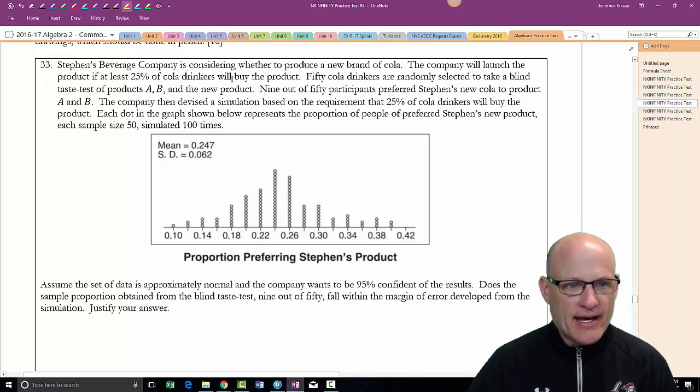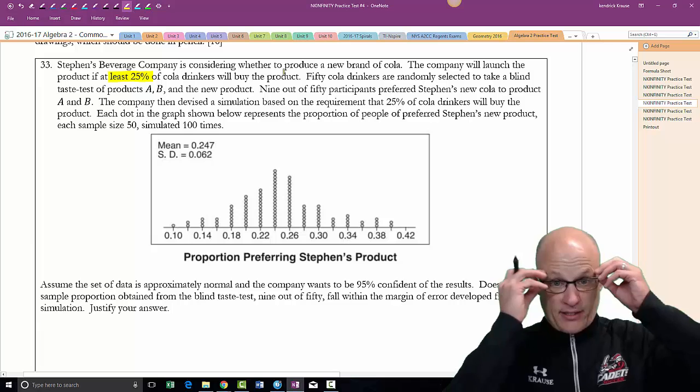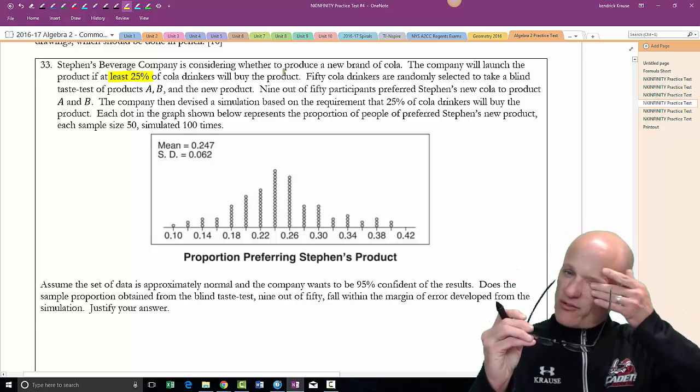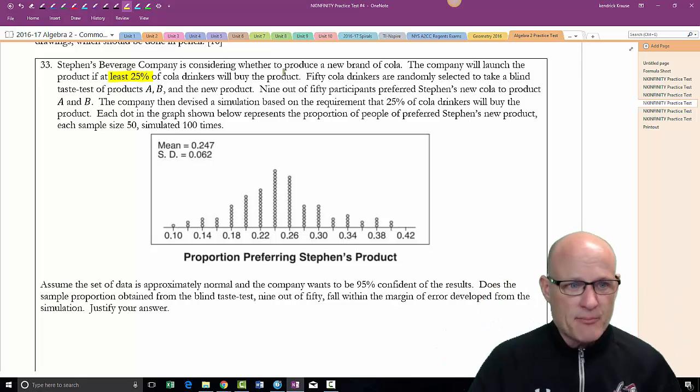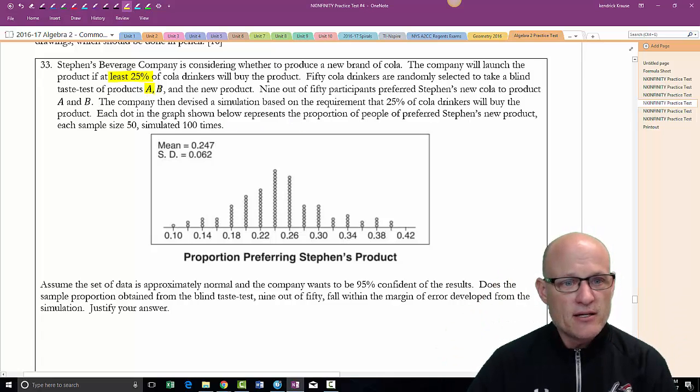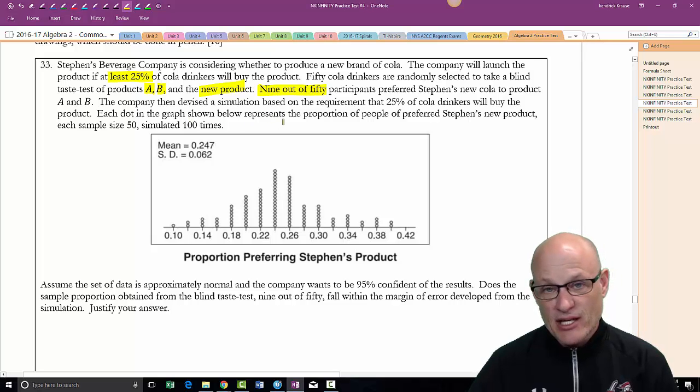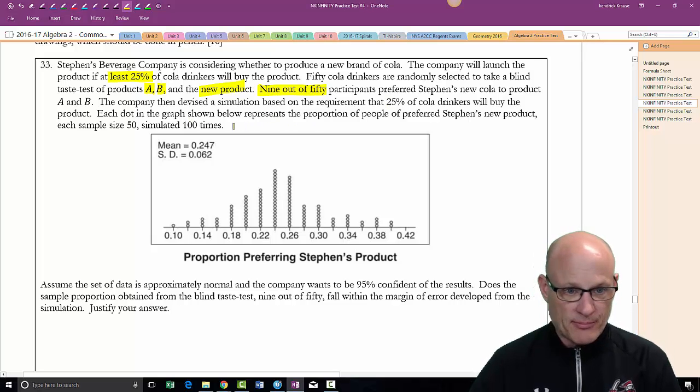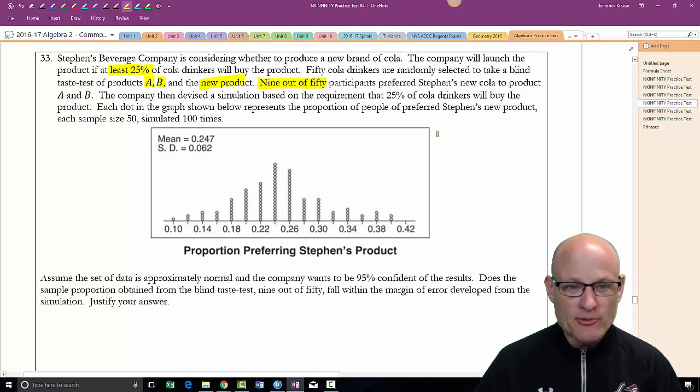So it says that Stevens Beverage Company is considering whether to launch a product if at least 25% of its cola drinkers will buy the product. 50 cola drinkers were randomly selected to take a blind taste test, products A, B, and the new product. 9 out of the 50 participants preferred Stevens' new cola to product A and B. The company devised a simulation on the requirement that 25% of the cola drinking population prefer it. That's why I don't know why you would do this. Each dot in the graph shows the proportion of people who preferred Stevens' product.